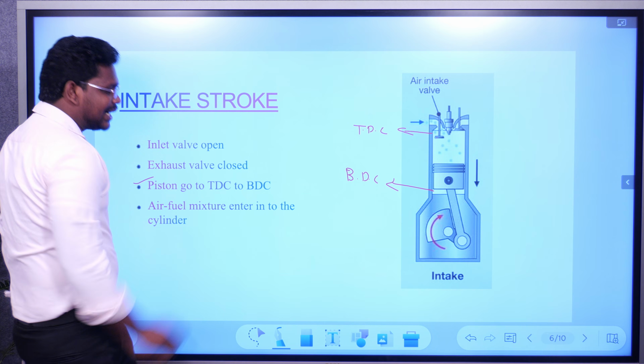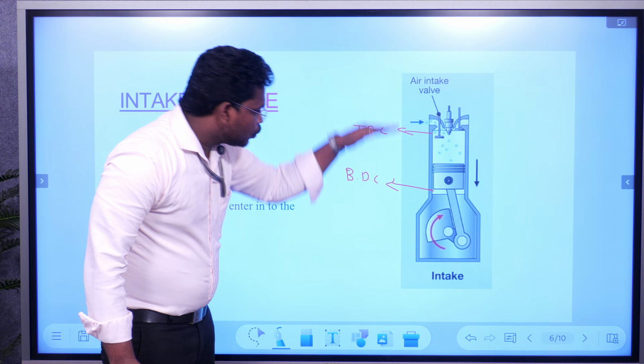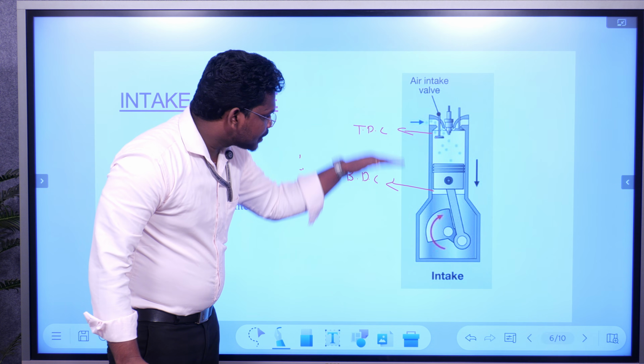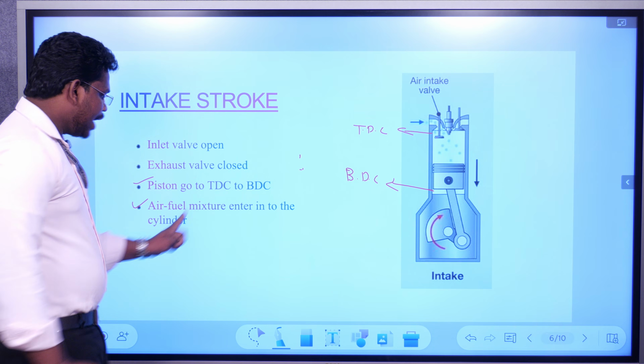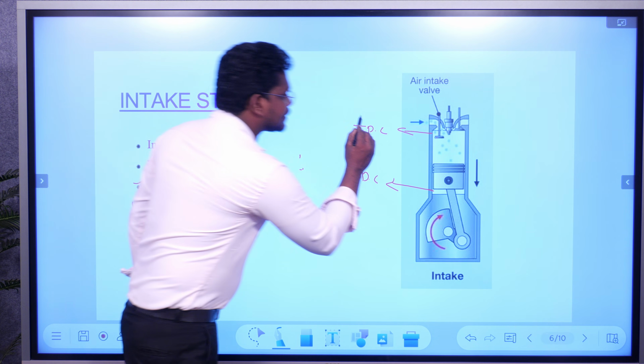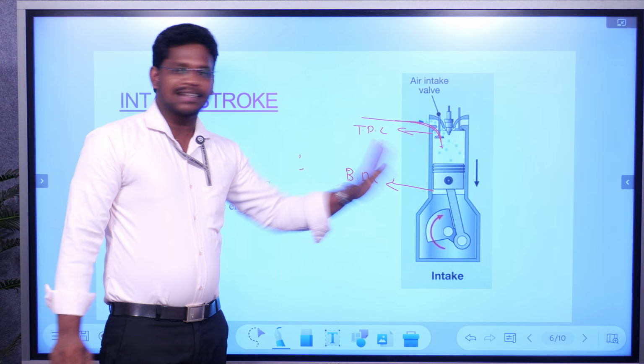Third, the piston moves from TDC to BDC. This is the piston part. The piston moves downwards from top dead center to bottom dead center. Fourth point, the air fuel mixture enters into the cylinder. With this, the first suction stroke is completed.